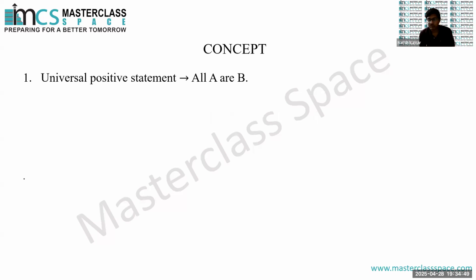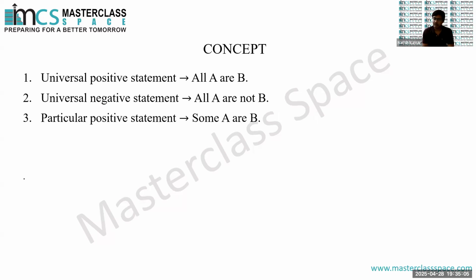So first of all, we need to learn some concepts. All A are B. What do we mean by this? We have to learn in terms of Venn diagrams. That is quite important. So: all A are B, all A are not B, some A are B, some A are not B.